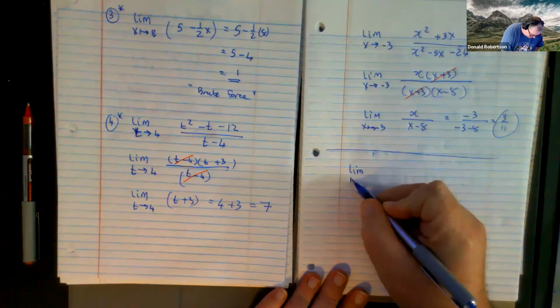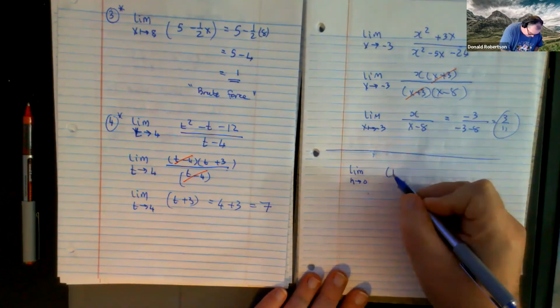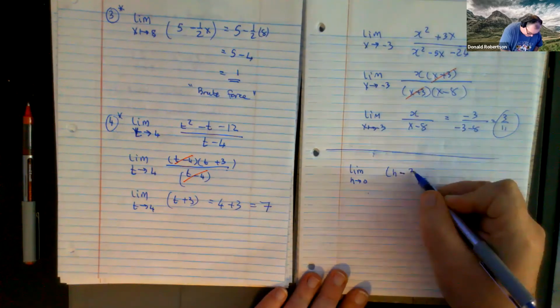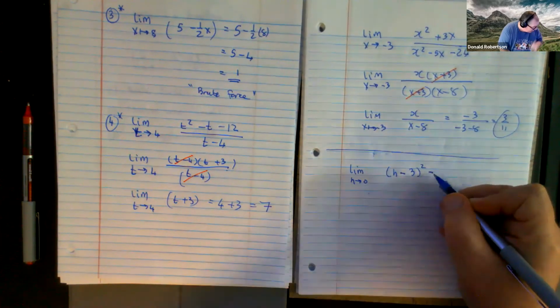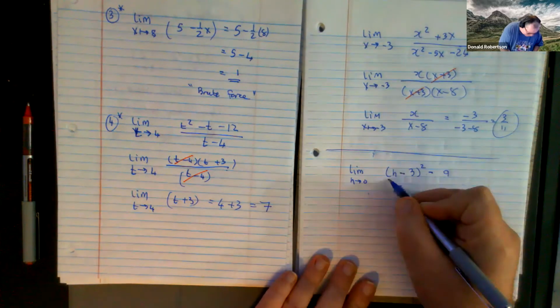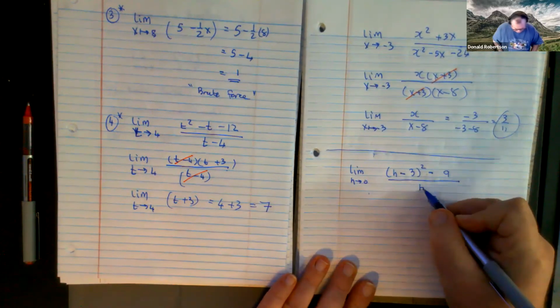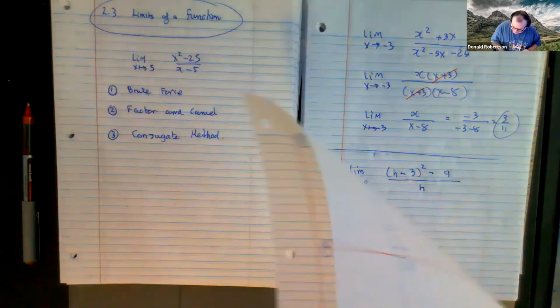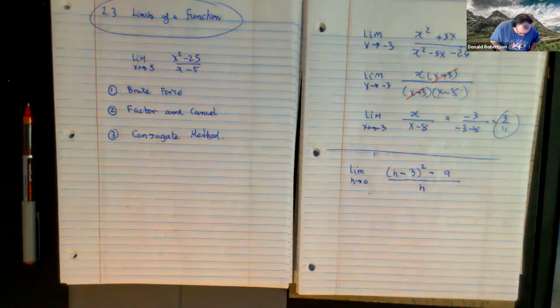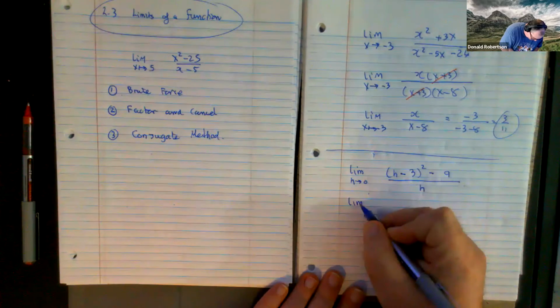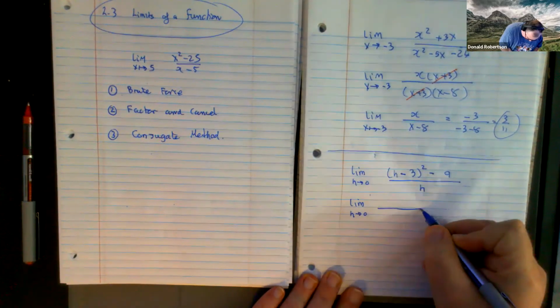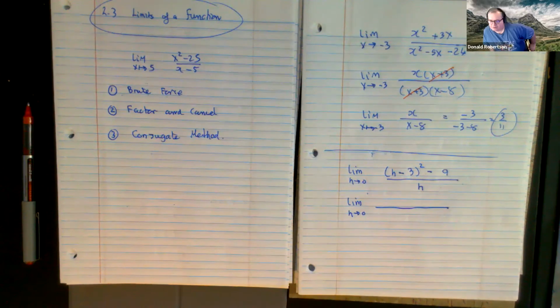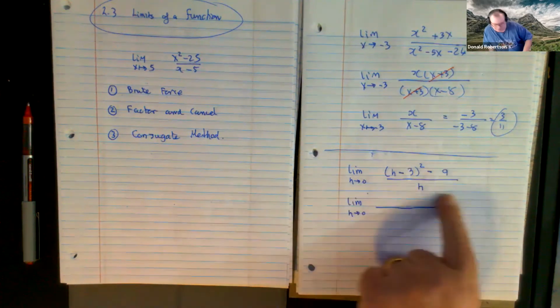The limit as h tends to 0 of (h take away 3) squared, take away 9, all over h. This guy right now isn't quite ready to be worked on. I have to do a bit before. Okay, what do you think I do? If I seem to remember, we did one like this, whatever, a day ago. What do you do first in this expression?